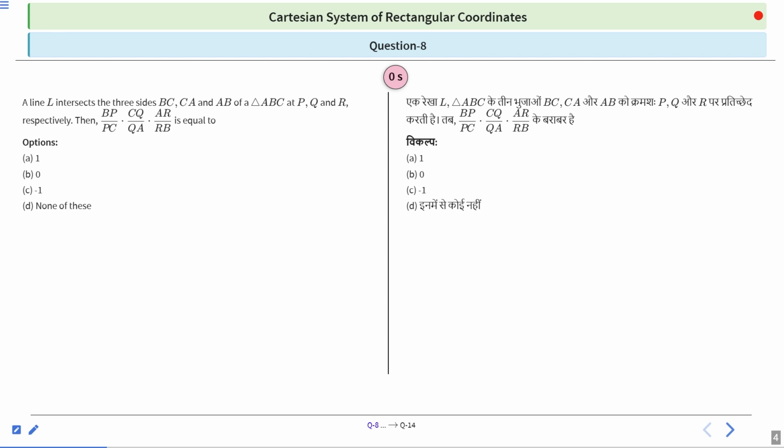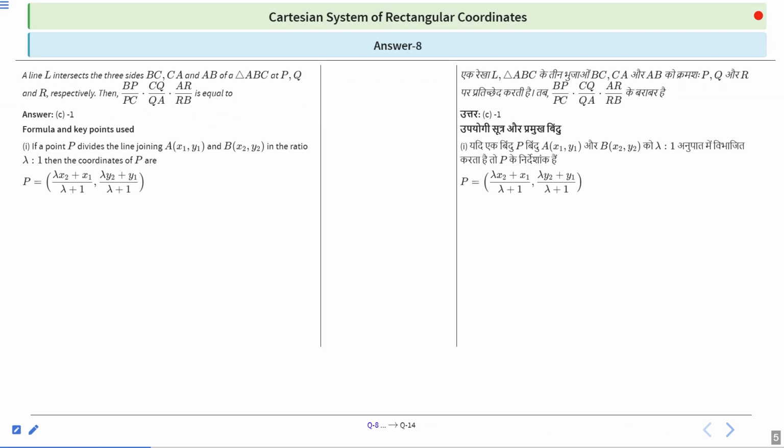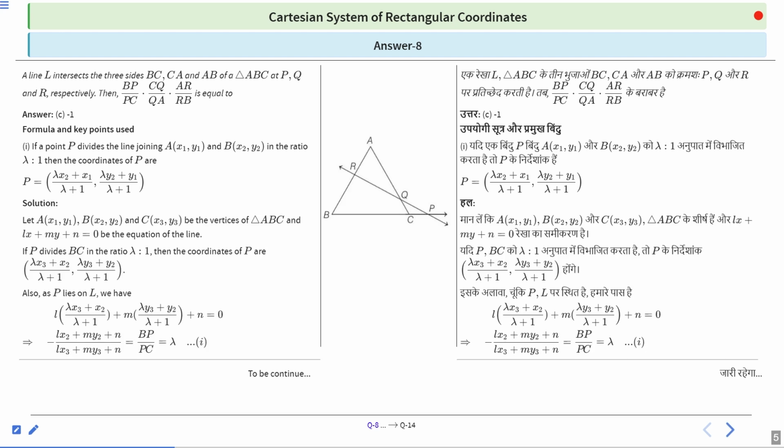Okay, let's move to the solution part. The formula and key points we will use in this question is, if a point P divides the line joining A (x1, y1) and B (x2, y2) in the ratio lambda is to 1, then the coordinates of P are P is equal to (lambda x2 plus x1) upon (lambda plus 1) and (lambda y2 plus y1) upon (lambda plus 1), right? So let us see the solution.